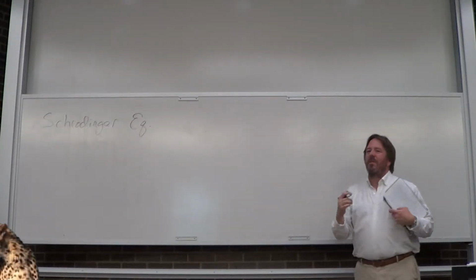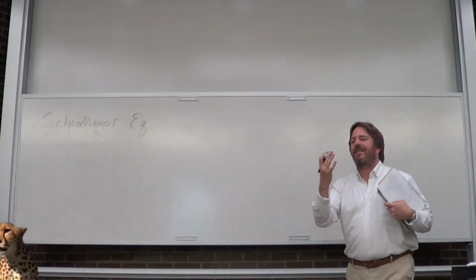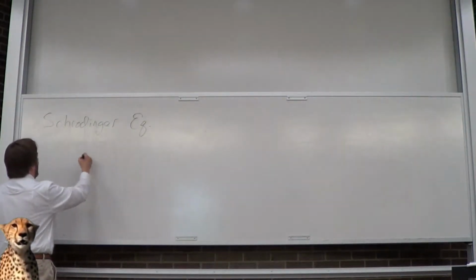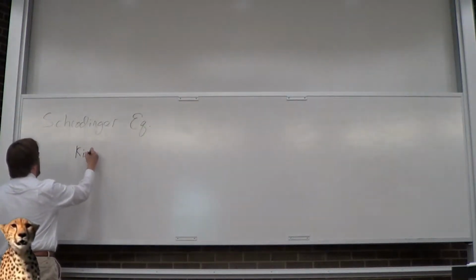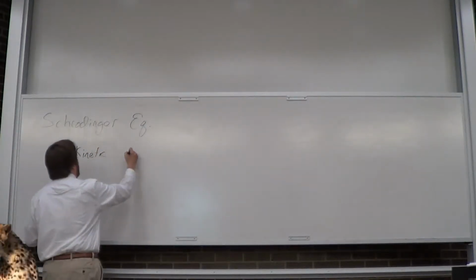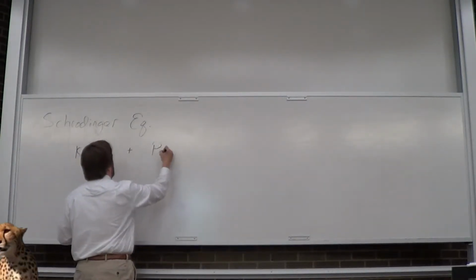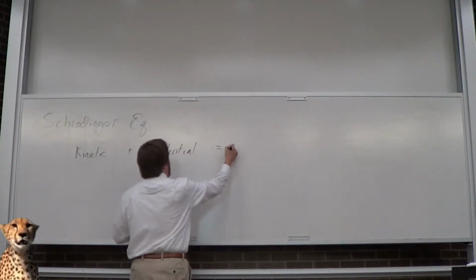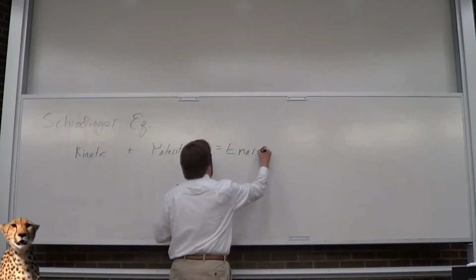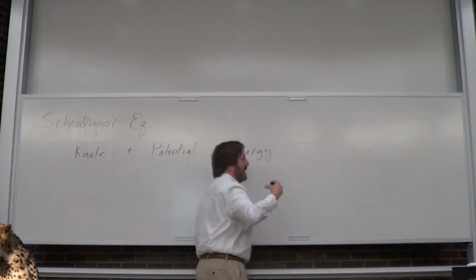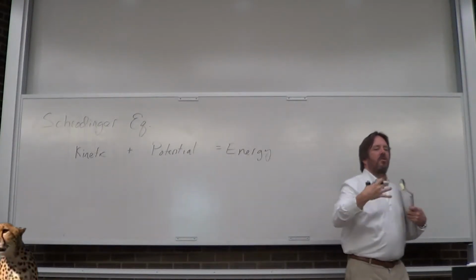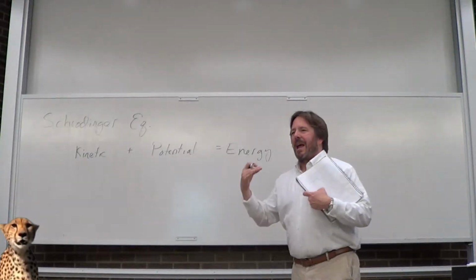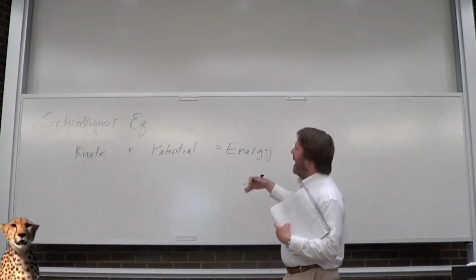What he came up with was, let's make this real easy. Let's think about energy as being composed of kinetic plus potential energy. And Schrodinger is looking at this and trying to insert waves. So again, matter has waves. How do you get waves into this?